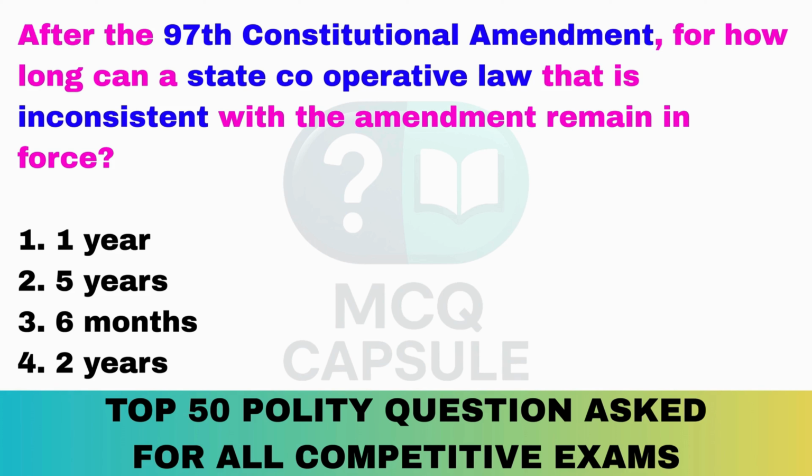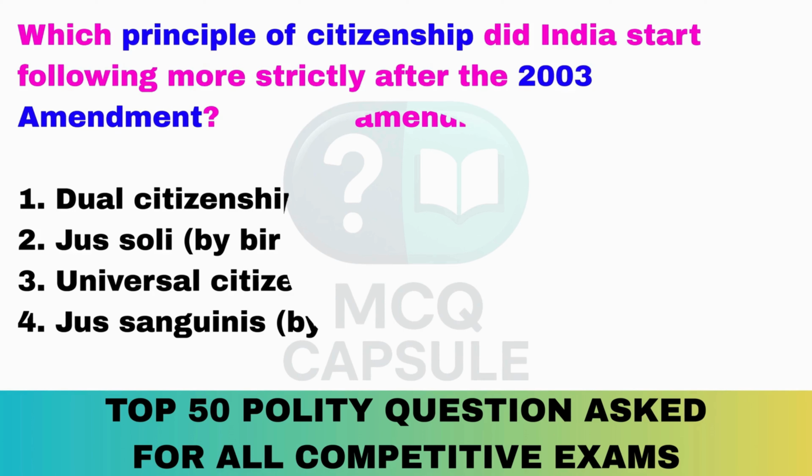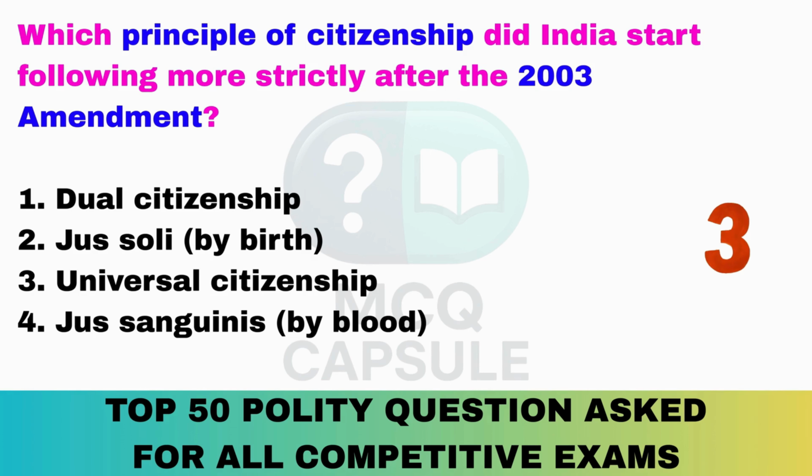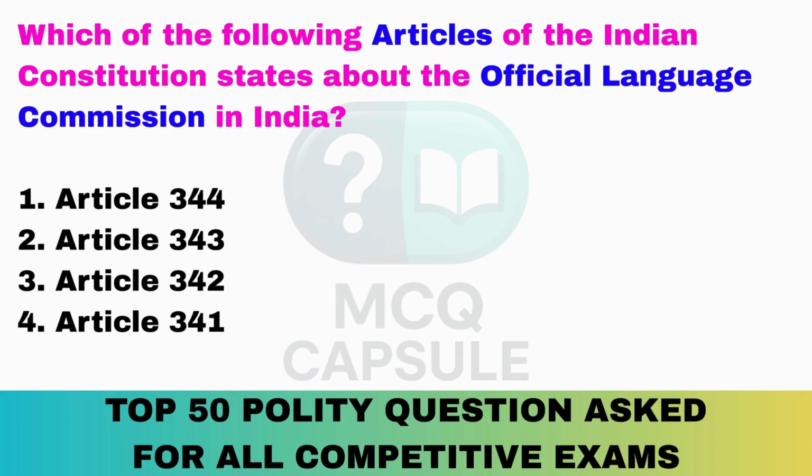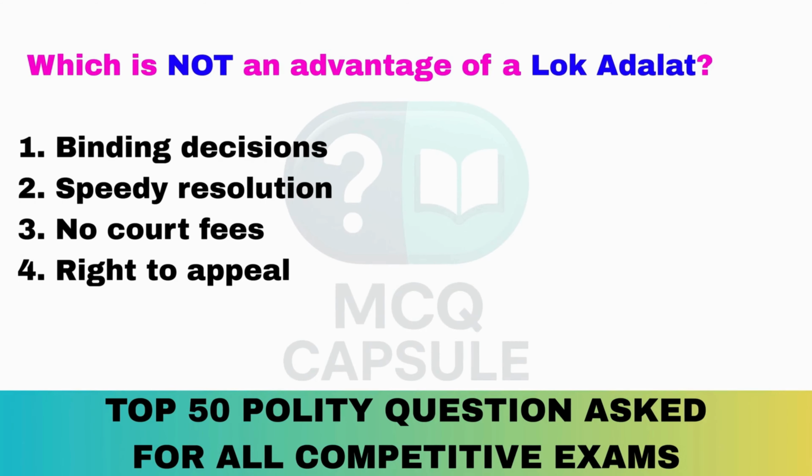1 year. Which principle of citizenship did India start following more strictly after the 2003 amendment? Jus sanguinis, by blood. Which of the following articles of the Indian Constitution states about the Official Language Commission in India? Article 344. Which is not an advantage of a Lok Adalat?